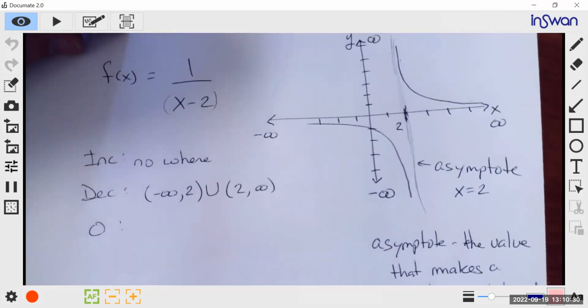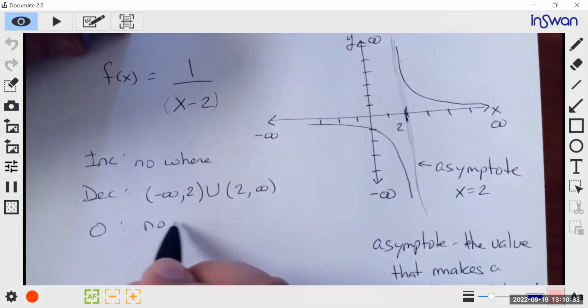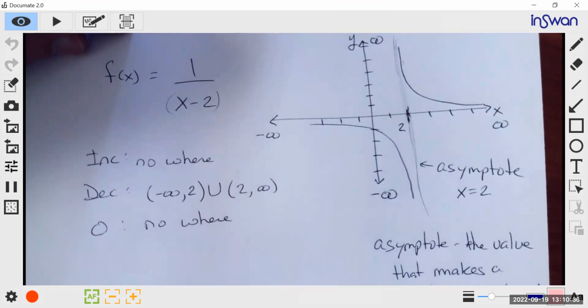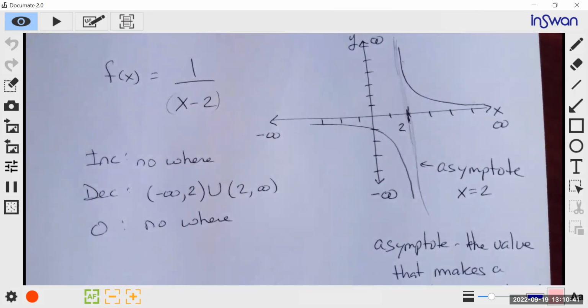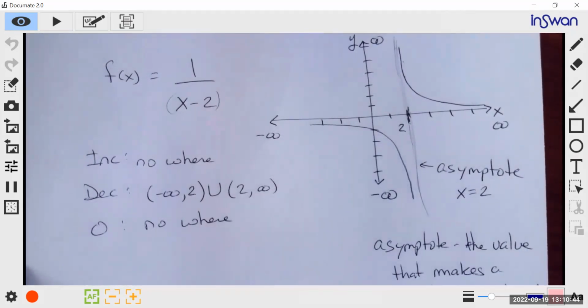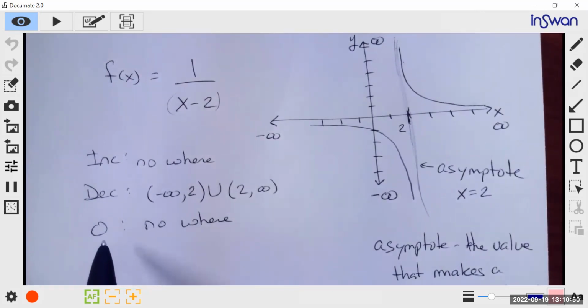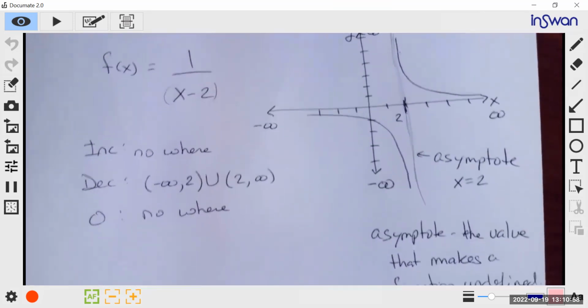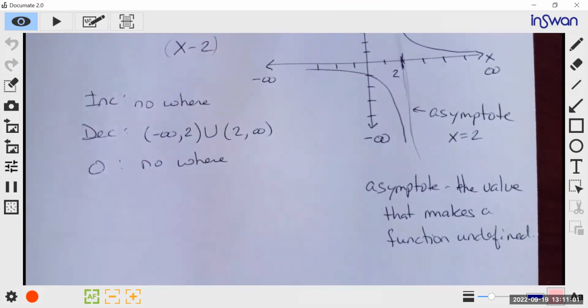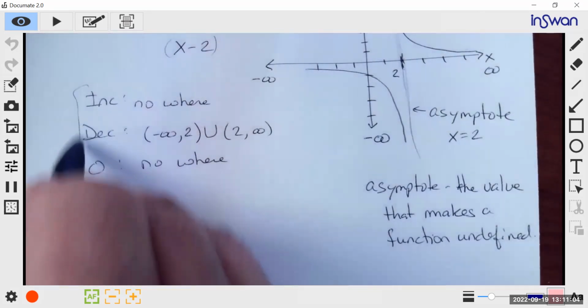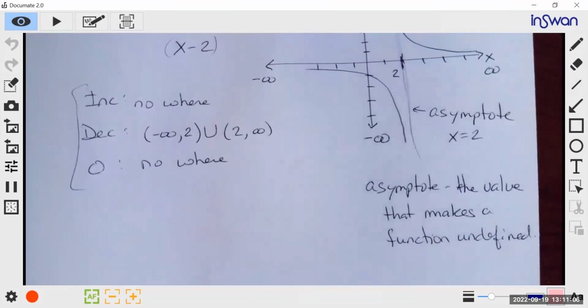Is it 0 anywhere? It doesn't have a zero, because it's always continuously negative. The only place you can have a 0 is if it goes down and then up. It has to go opposite directions both ways. All right, so that's what we're looking at here. These are our domains. Since it's a continuously decreasing function, that's where it's decreasing.